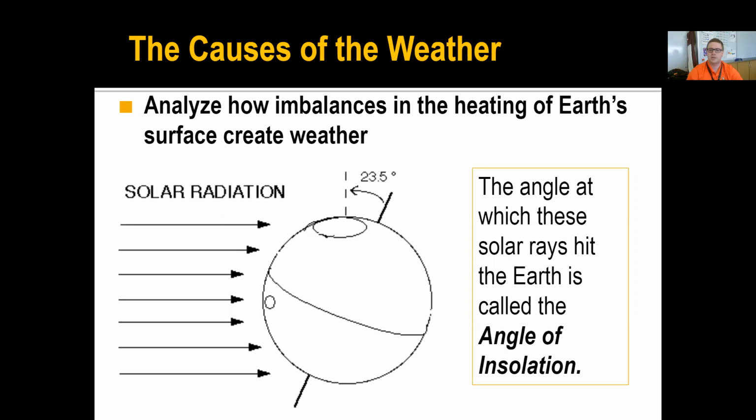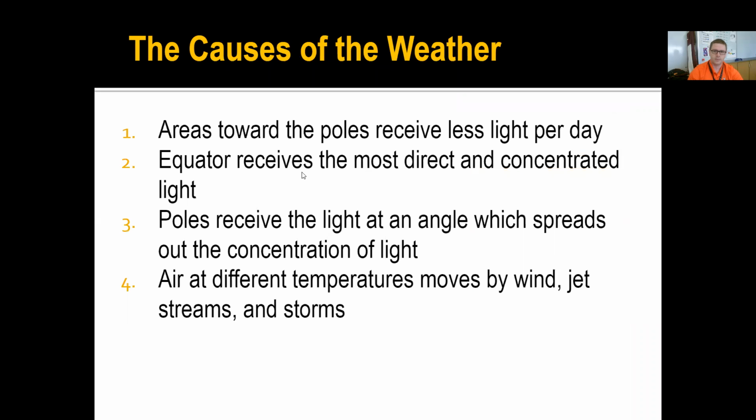So the angle at which these rays hit the Earth is called the angle of insolation. Here are 5 main points that the angle of insolation causes. First thing is the poles receive less light. Second, the equator gets more direct light and more concentrated light. So it's going to be warmer. It's going to absorb more energy.